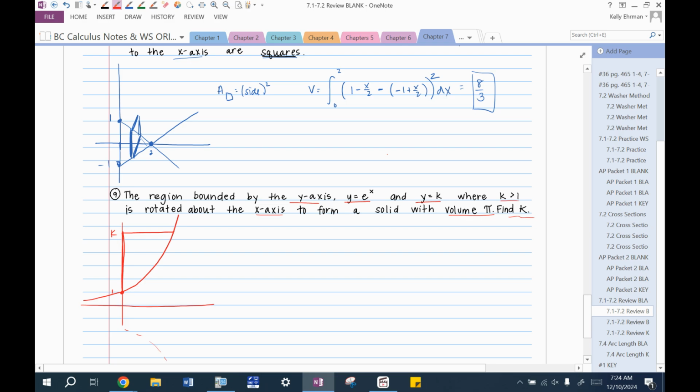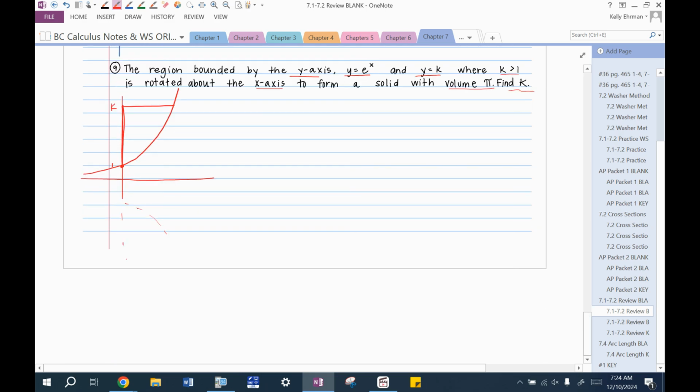So if you do that, you're going to get a washer method shape, right? There will be some empty space. So the outer radius spans from k to the x-axis, which is our axis of rotation. So capital R is k minus 0. Lowercase r connects the curve to the x-axis, so that's e to the x minus 0.